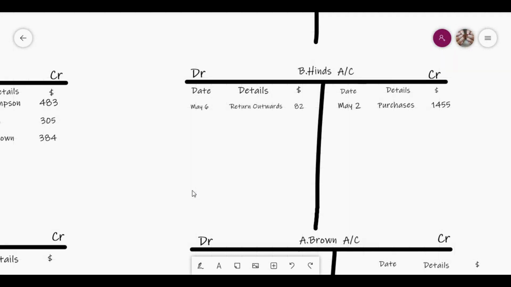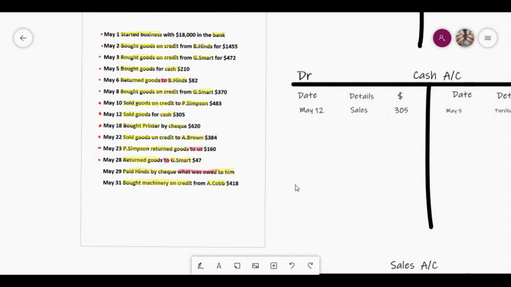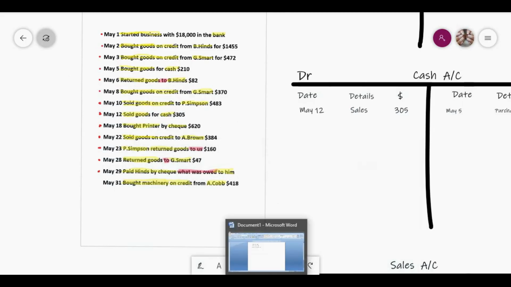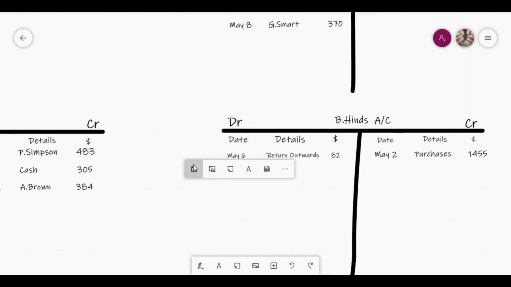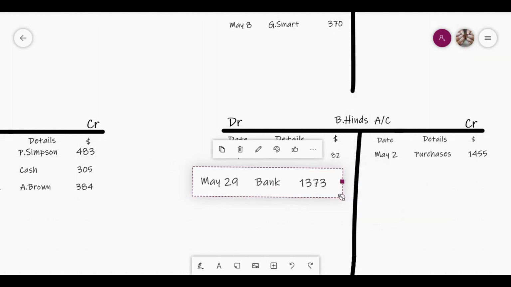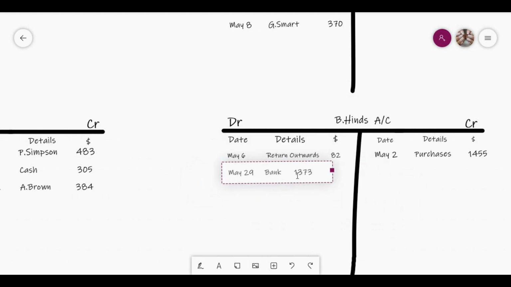Okay, finally, May 29. So paid Hines by check what was owed to him. So this will affect the bank account and B Hines account. So the amount that we owe Hines is $1,373. I am going to show you how we came to that amount.